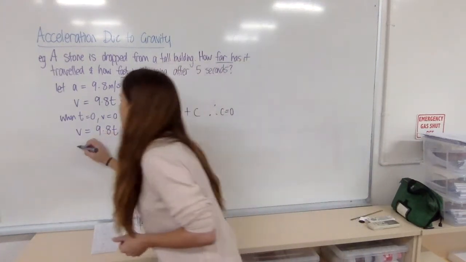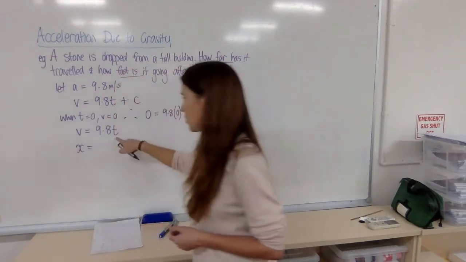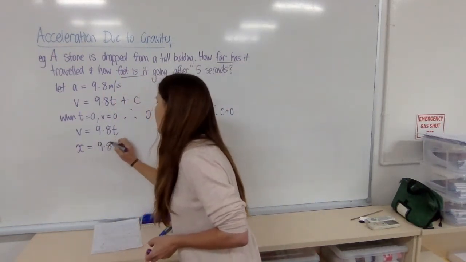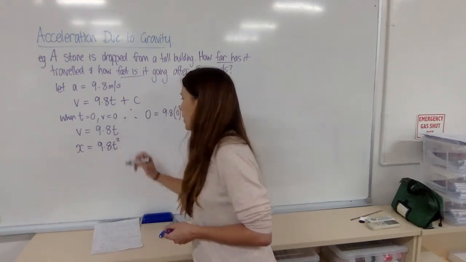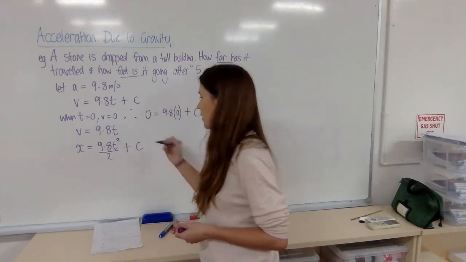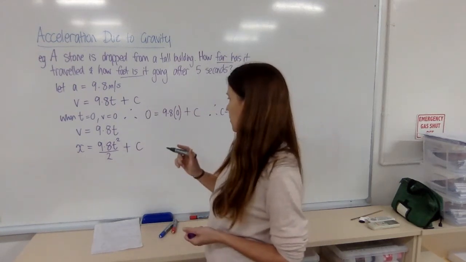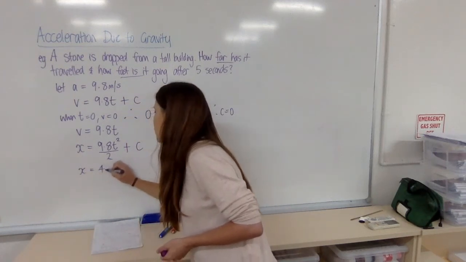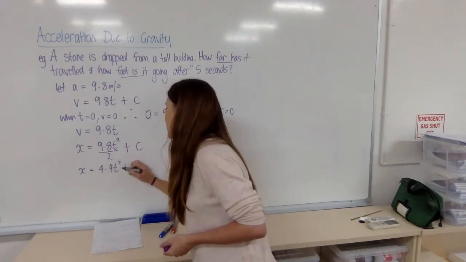Okay, so to find x, I need to integrate this again. So the constant comes along for the ride, we raise the power by 1, divide by the new power. Then we need to add our plus c. Now we could also write this just by simplifying here, and we could say it's 4.9 t squared plus c.